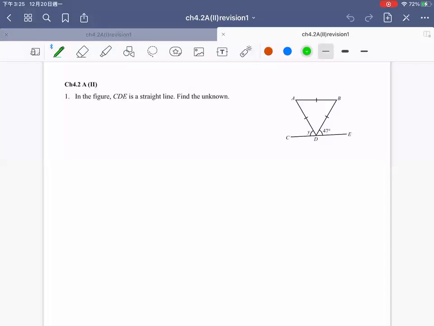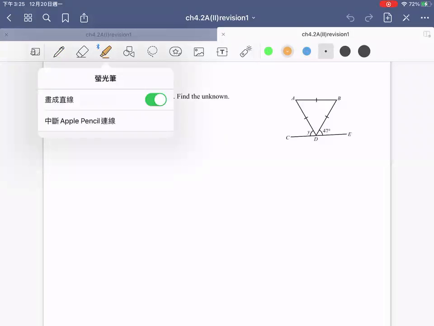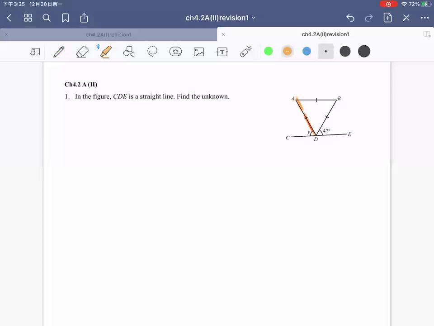In this chapter 4.2A, we talk about the revision on equilateral triangle. What is an equilateral triangle? It means a triangle with three sides that are all the same, just like this one. And all the interior angles of this triangle are also 60 degrees, all of them.